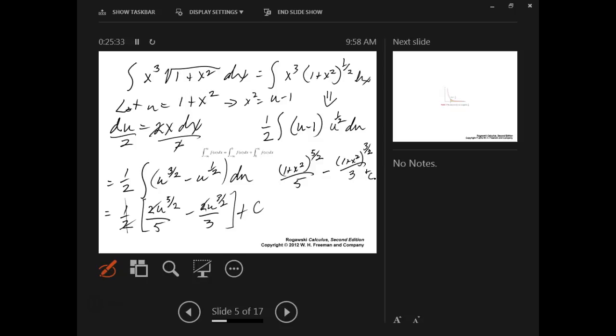Now they may write that as 1/5 and 1/3. You might write it as 1 plus x squared to the 5th power, take the square root of that, or you take the square root of 1 plus x squared and raise that to the 5th power. There's a lot of different ways you can write the answer. Let's see how they did. They did not too far from what we did. 1 plus x squared to the 5 halves power over 5 minus 1 plus x squared to the 3 halves power over 3 plus c. Good for them. They even got it right. Okay. Make sense? Okay.